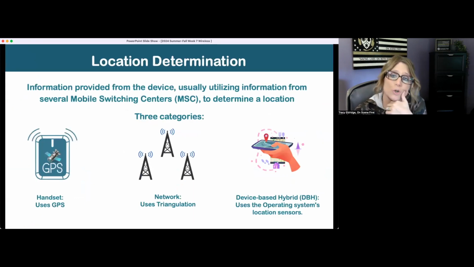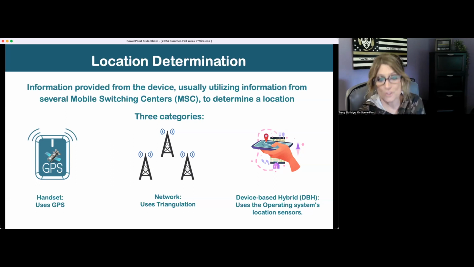There are different location determinations, 3 specific ones these days for wireless. The information provided from the device usually utilizes information from several mobile switching centers to determine the location. These are the 3 ways that location can be determined. Number 1, using the handset. This handset can use just basic GPS or AGPS. We'll talk about that, I think next week. Number 2, using network triangulation. And some folks don't realize that that's kind of an either or situation. It's either using GPS or it's using triangulation. It's not going to be using both.